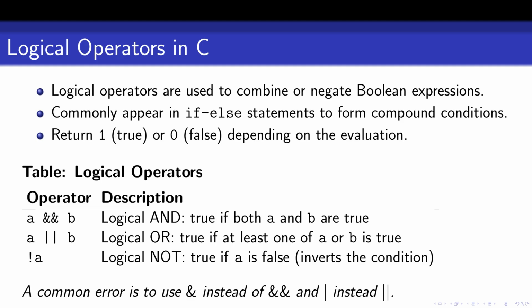Remember that these operators follow left-to-right evaluation and short-circuiting. For example, in an AND expression, if the first condition is false, C doesn't even check the second. It already knows the full expression is false. The same goes for OR. If the first is true, the second is skipped. Mastering these operators will help you write smarter, more efficient branching logic.